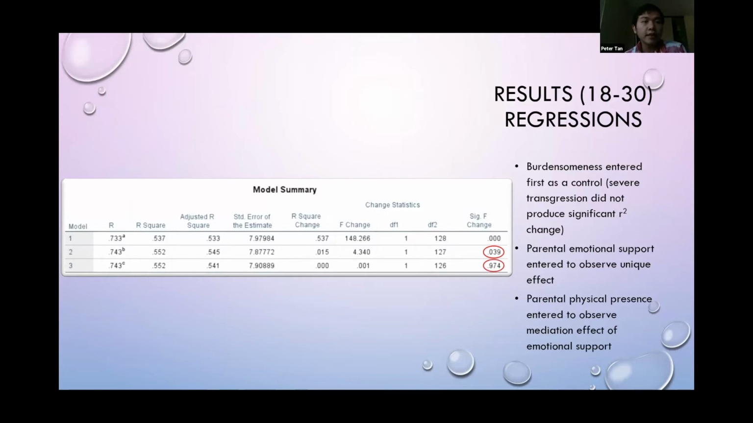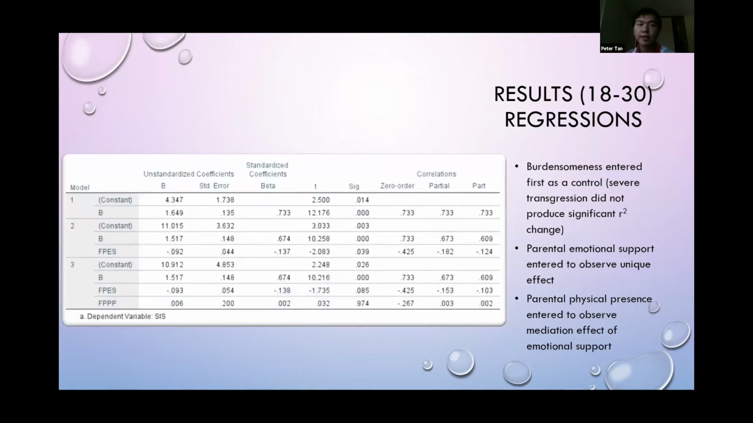And to test that the effect of physical presence was mediated by emotional support, we entered physical presence after emotional support and found no significant R-squared change. So as both physical presence and emotional support are negatively correlated with suicide ideation and strongly correlated with one another, saying that physical presence does not produce a significant change with emotional support already in the model suggests that the effect of physical presence on suicide ideation is mediated by emotional support.